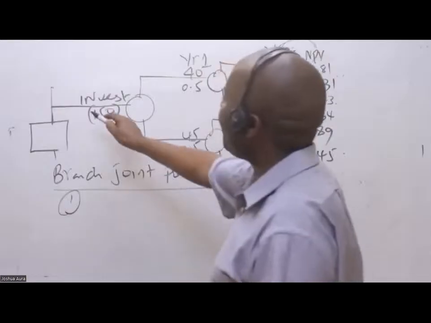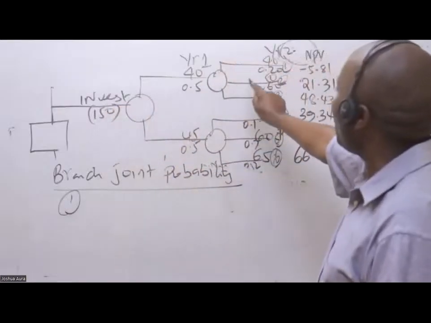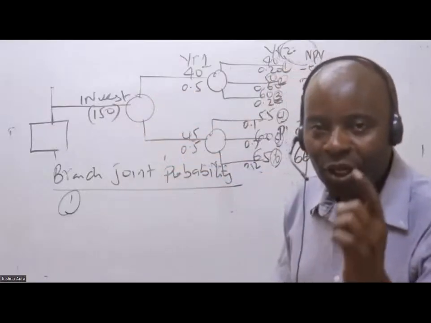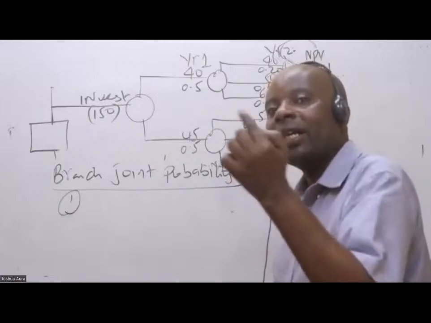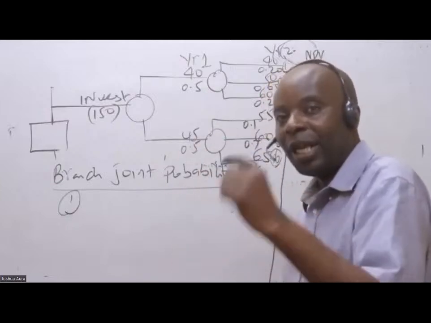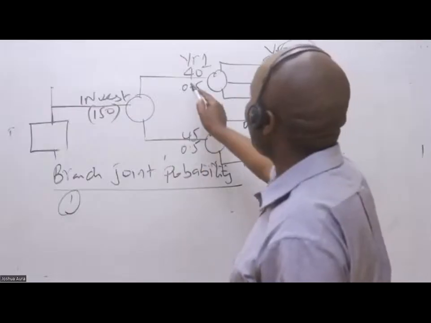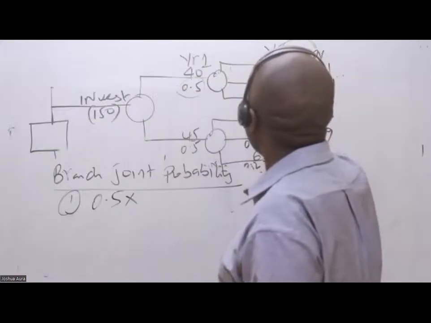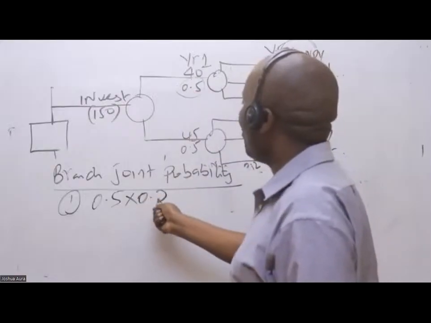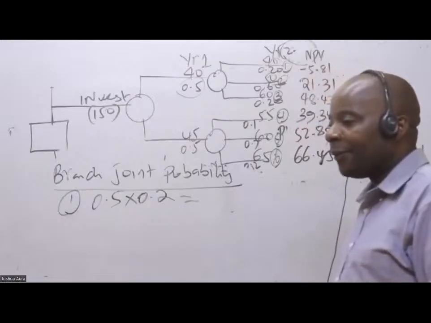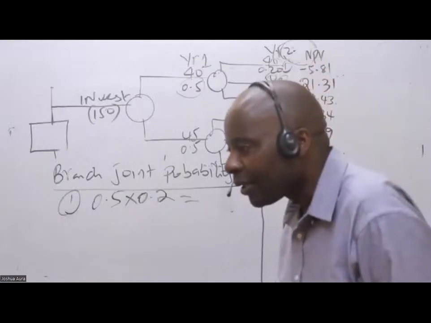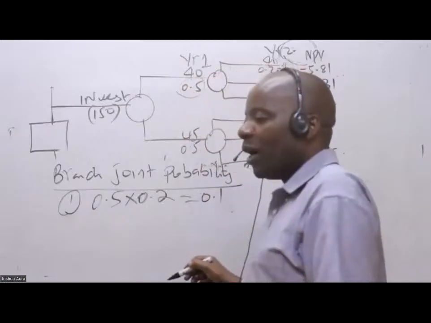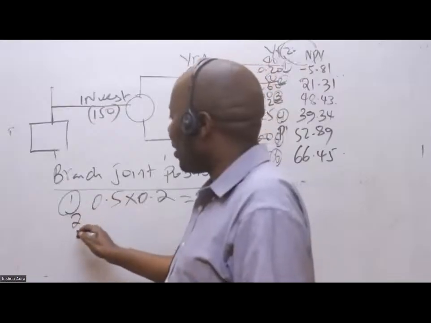Here confidently we are walking on the road. For branch number 1, whatever probabilities you get along the branch, you multiply those probabilities. Joint is the same as joined. You're joining through multiplication. It's an 'and' probability. So for branch number 1, the first probability is 0.5 times the second probability, which is 0.2. What are we getting as the joint probability here? 0.1.